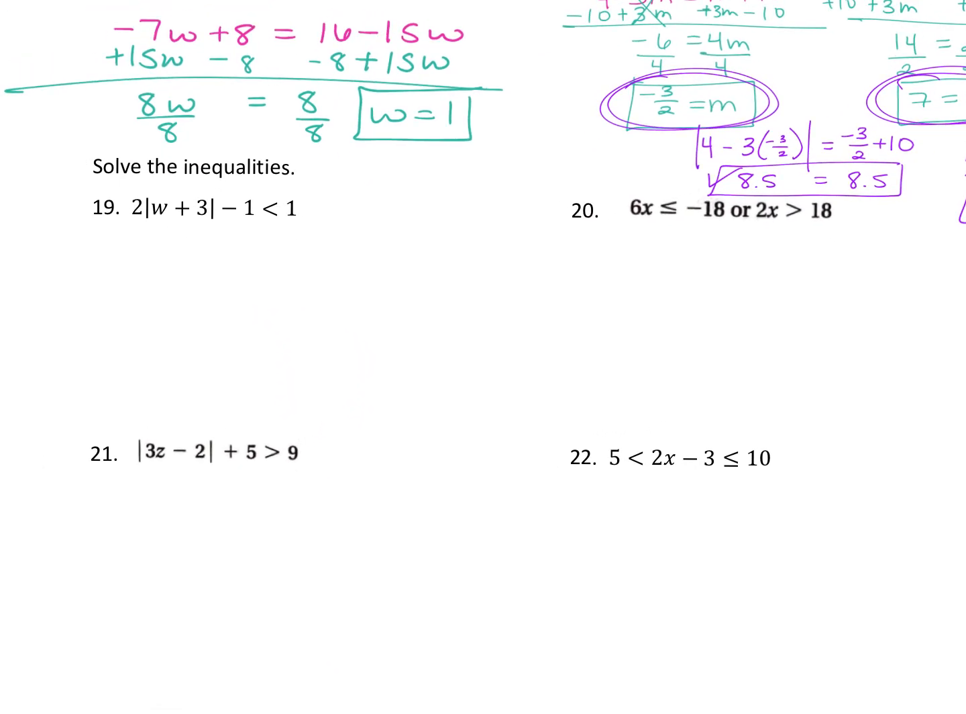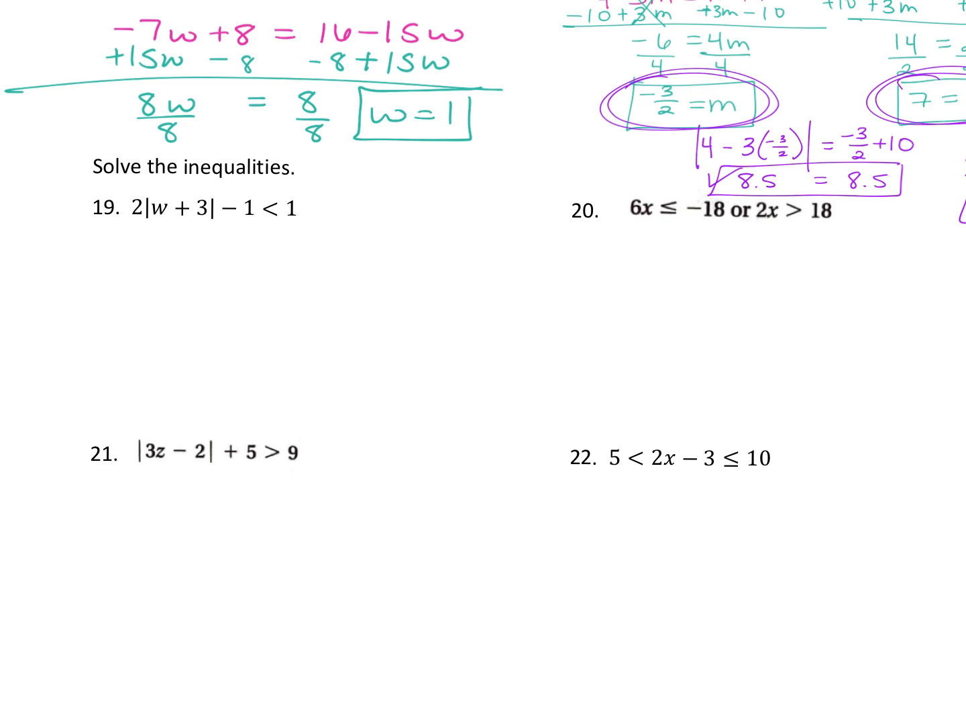Solve the inequalities. How many of these do you have to rewrite with two inequalities? Two. Why? Because two of them have absolute value bars, okay? If there are these bars in the problem, you must write two. Please don't forget that. That got forgotten a lot on the quiz. You also need to isolate first.